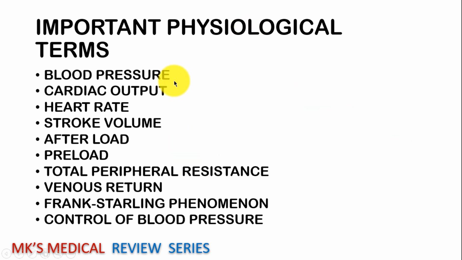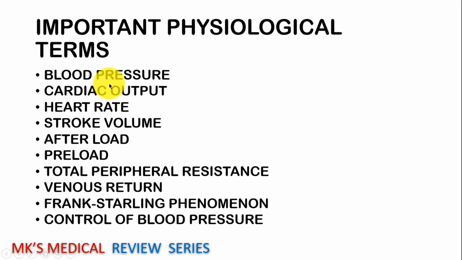So we're going to talk about blood pressure, cardiac output, heart rate, stroke volume, afterload, preload, total peripheral resistance, venous return, the Frank-Starling phenomenon, and we're also going to talk about the control of blood pressure in so much detail.